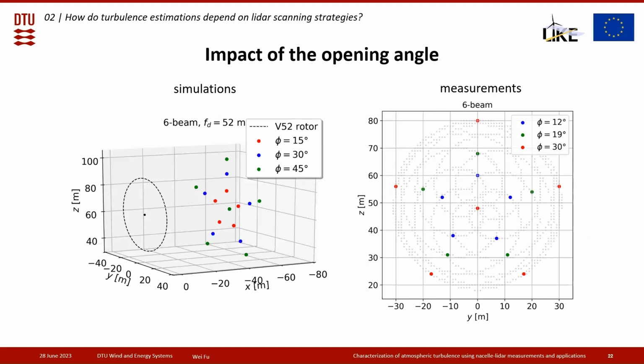Next, we study the impact of the opening angle. We continue with this 6 beam LiDAR, and this is a 3-dimensional plot showing the trajectory of where the LiDAR measures. The 6 beam LiDAR, we try with 15 degrees half-cone opening angle up to 45 degree half-cone opening angle. From the measurements, since for the spinner LiDAR the maximum opening angle is 30 degrees, we try from 12 degrees up to 30 degrees.